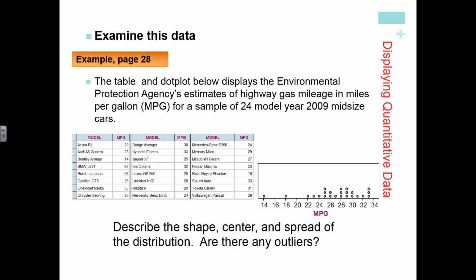We haven't learned how to calculate outliers, so what you would say is that it seems like there might be 2 possible outliers: the Bentley, which is 14 miles per gallon, and the Rolls-Royce, which was 18 miles per gallon. These are potential outliers. We didn't actually calculate to see if they are outliers yet. Once you learn how to calculate it, you'll no longer say potential.